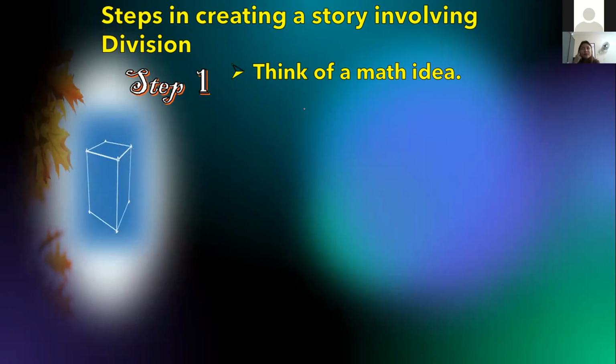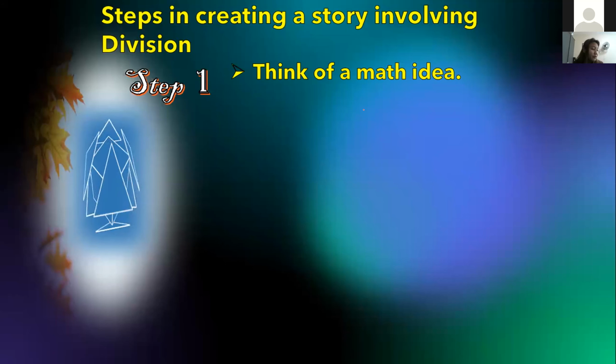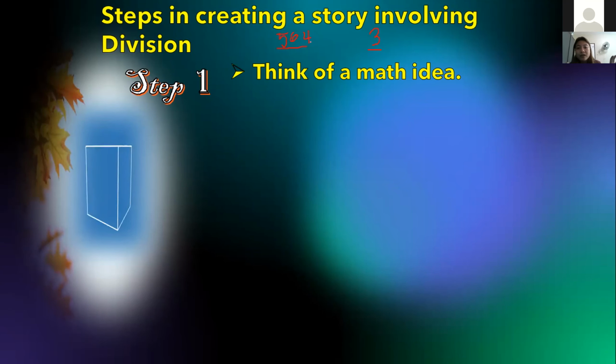So we have to think: what will be the idea? That will be our first step. For the given, for example, in your book we have 564 and 3. These are the given numbers. So we think of an idea about these two numbers. What idea will we use to make a sentence from these two numbers? So we think of a math idea.